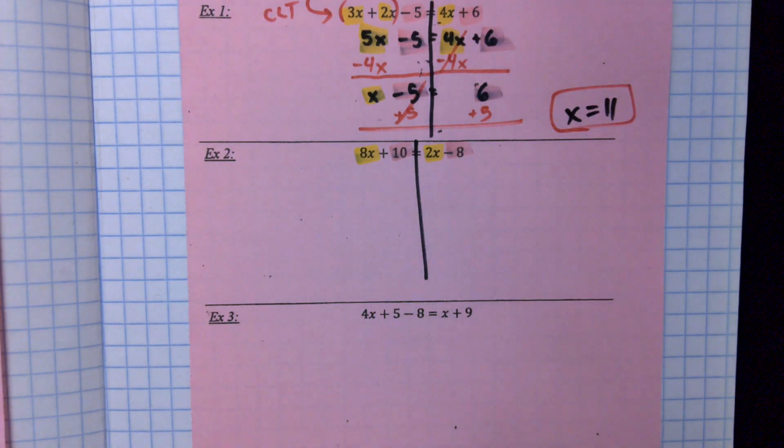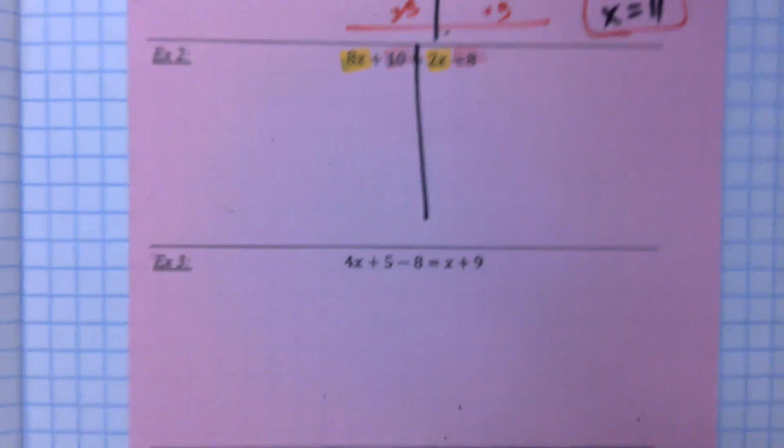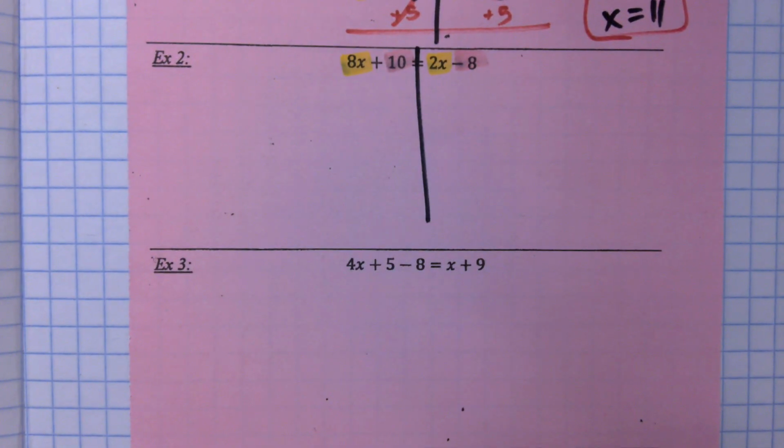Let's take a look. We'll go through 2 and 3. Most of us have those done, and then number 4 is a little bit of a beast. We'll do that one together, okay? Number 2. What's my first step going to be on number 2? Who can help me out? First step on number 2.